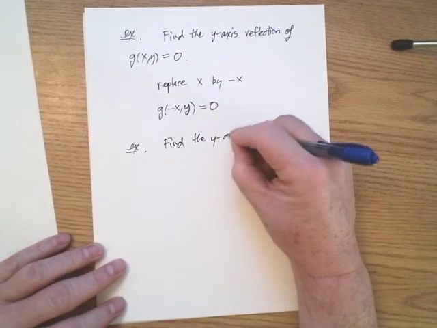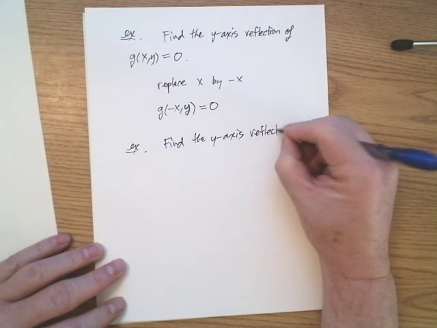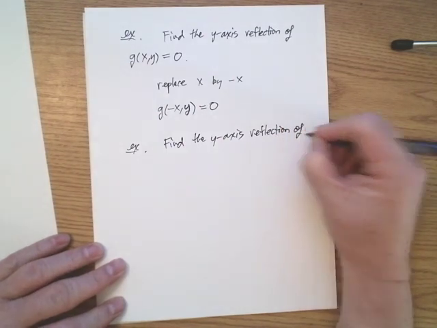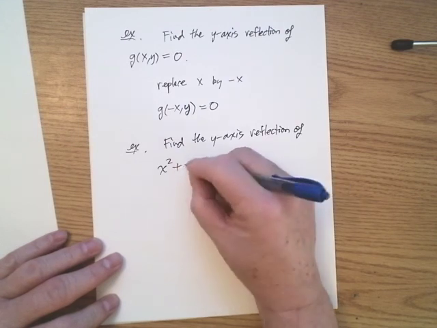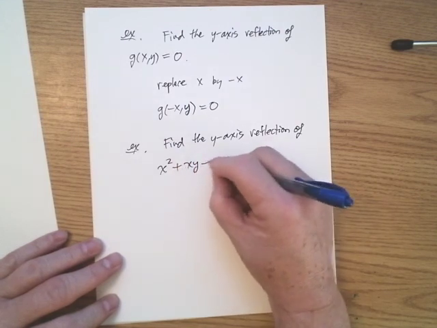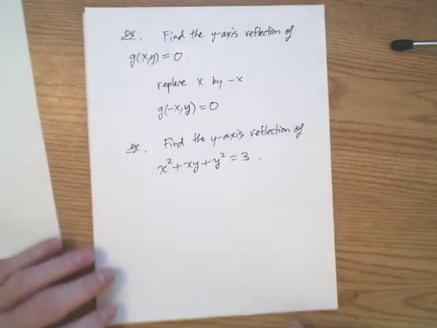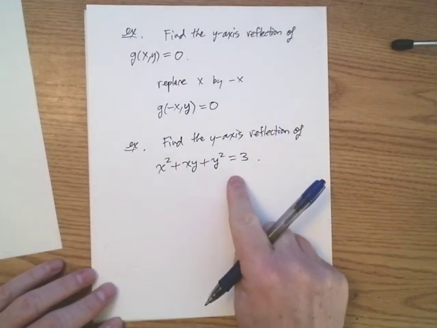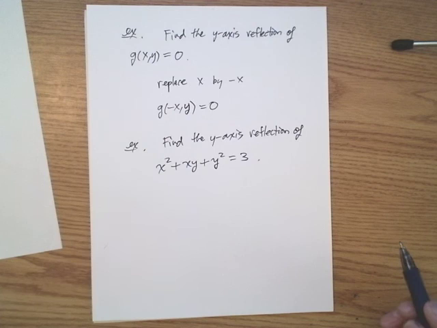Find the y-axis reflection of, let's say, x squared plus xy plus y squared equals 3. This actually turns out to be a certain ellipse in the xy plane. So refocusing there, this turns out to be a certain ellipse, so I'm not going to graph it, it doesn't matter. It's going to be easy here.